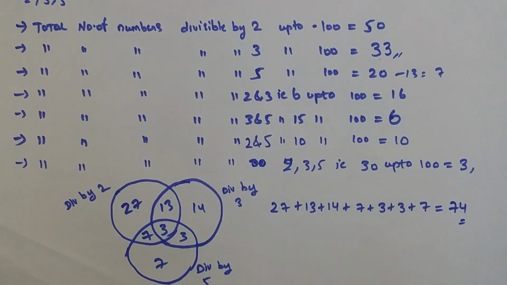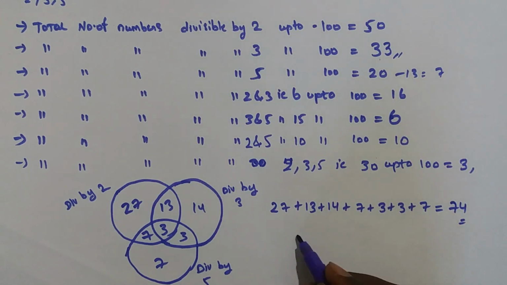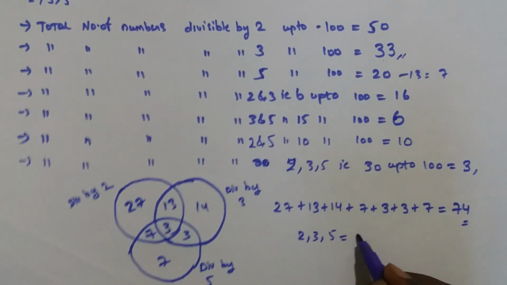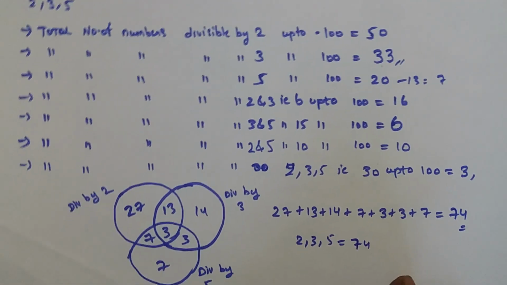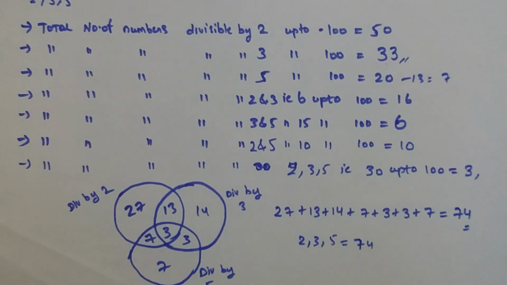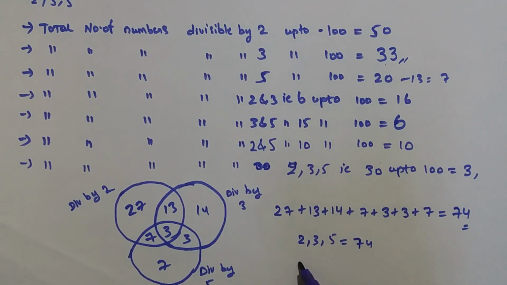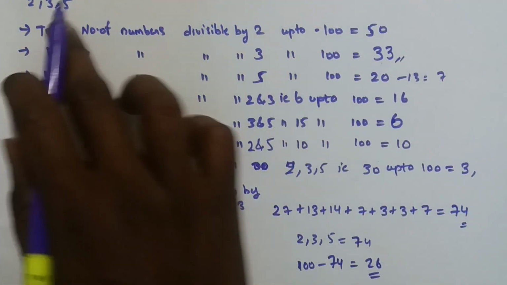Now the total numbers that are divisible by 2, 3 and 5 is 74. 74 times it will be divisible by 2, 3 and 5. Now we have to find out which are not divisible by 2, 3 and 5. Now we have to take 100. Number of positive integers is equal to 100 minus number of values divisible by 2, 3 and 5, which are 74, is equal to 26. Now we got the answer here, which are not divisible by 2, 3 and 5 is 26.